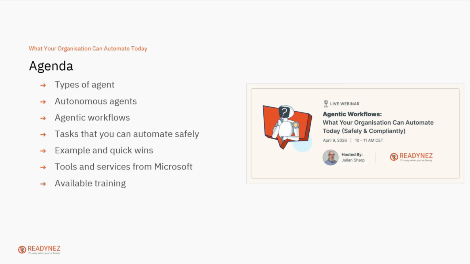What we're going to be looking at is, I'm going to talk very briefly about the types of agent there are, what an autonomous agent is, and then what an agentic workflow is, and then essentially explain what the difference between an agentic workflow and an autonomous agent is. Although they are related, they're not exactly the same. Then we'll look at the use cases, where I can use agentic workflows safely, and then some examples and quick wins, so what you asked for.